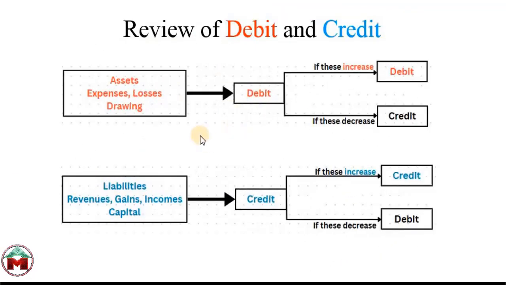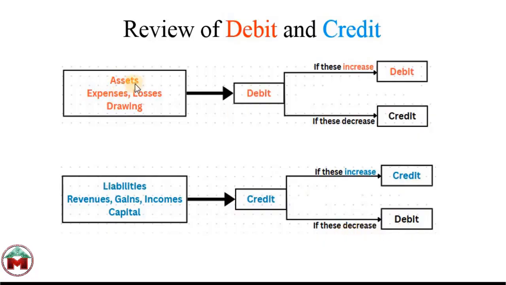I'm going to give you the review. Can you see assets, expense, losses, drawing? These items are debit items. If there is an increase, debit. Otherwise, if there is a decrease, credit. On the other hand, liabilities, revenues, gains, income, capital, they are credit. So whenever there is an increase in a credit item, it should be credit. Otherwise, if there is a decrease, debit.